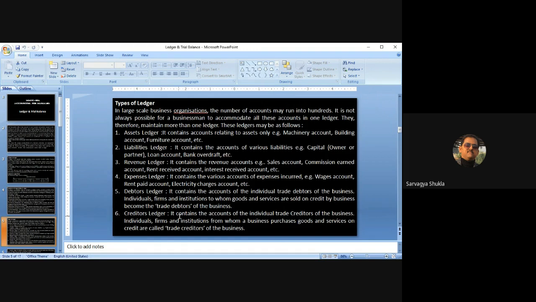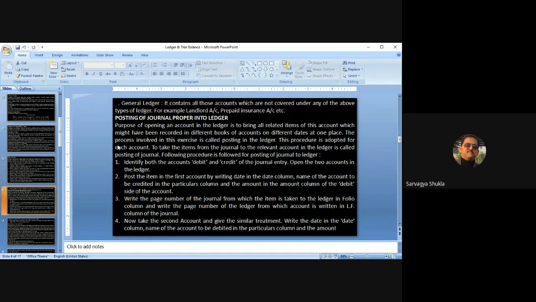Creditors ledger. It contains the accounts of the individual trade creditors of the business, individuals, firms, and institutions from whom a business purchases goods and services on credit are called trade creditors of the business. So these are some types of ledger: asset ledger, liabilities ledger, revenue ledger, expenses ledger, debtors ledger, creditors ledger, and journal ledger. It contains all those accounts which are not covered under any of the above types of ledger. For example, landlord account, prepaid insurance account, outstanding salary account, etc.